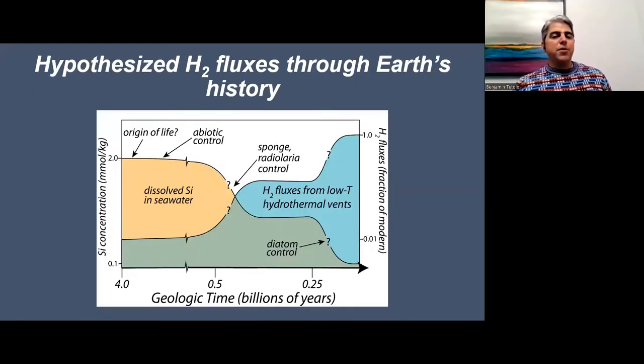So we can end up with this new revised model for the ways in which hydrogen fluxes have changed through time. I've just now put this in as a fraction of modern, again assuming that there is a direct and straightforward relationship between hydrogen and silicon activity. We can have this schematic model for the fact that hydrogen fluxes would have been significantly lower on the early Earth than they are today, and they would have changed as those creatures change the activity of silicon in seawater.